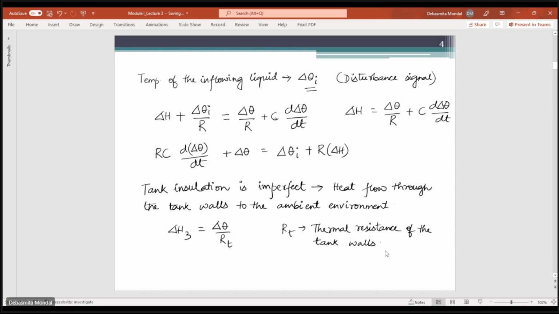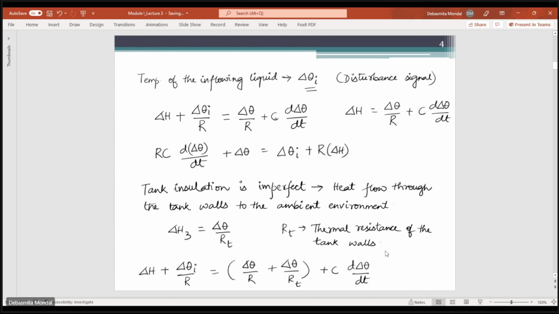Because of this heat loss, you need to incorporate this change in heat in the differential equation model of your system. So now your overall equation will become: you have delta H, then delta theta I by R, then delta theta by R. This heat will come here, and then you will have C d delta theta by dt.